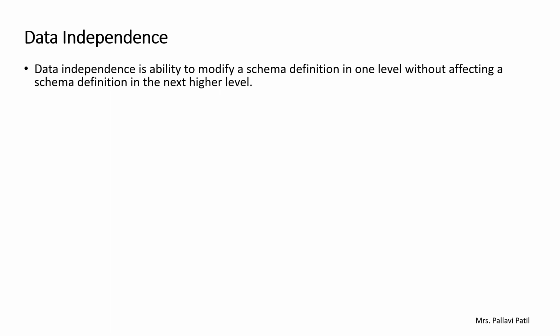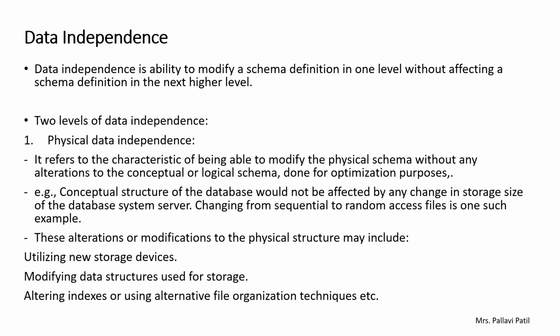Here also it has different types. The first level of data independence is physical data independence. So physical data independence refers to the characteristic of being able to modify the physical schema without any alteration to the conceptual or logical schema. So the conceptual or logical schema is the next higher level of the physical schema.